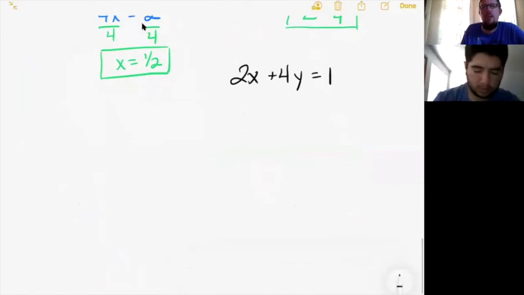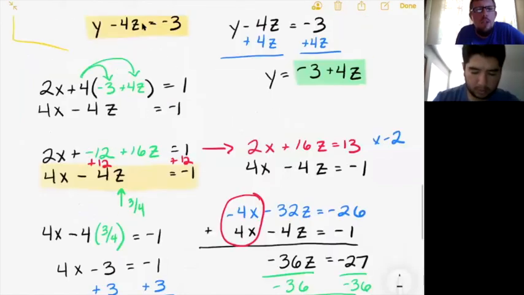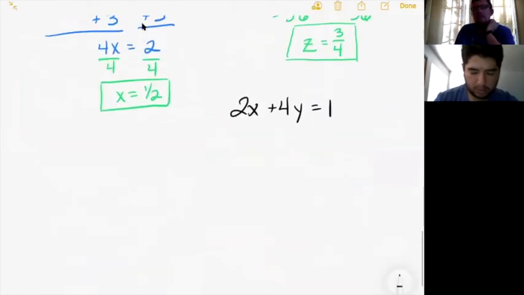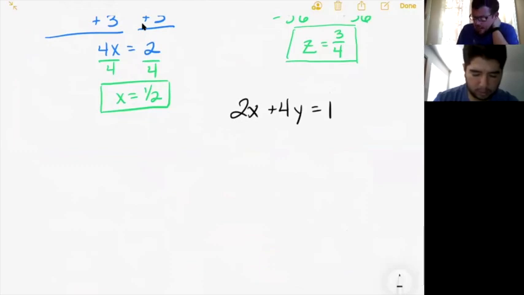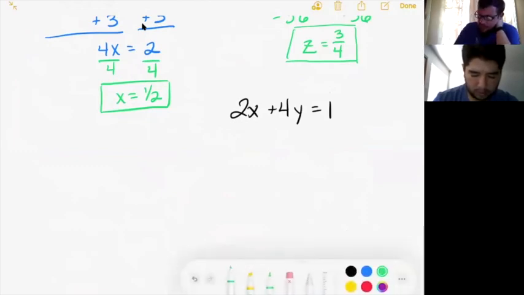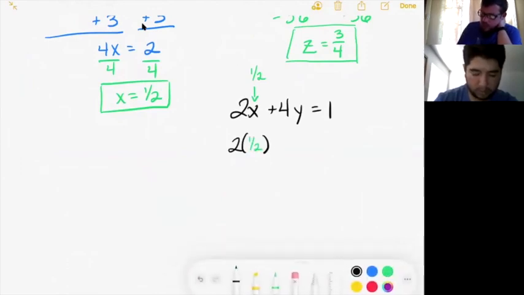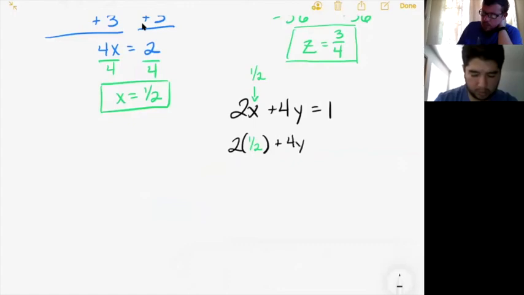2x plus 4y equals 1 was the, let me double check, make sure I copied that right. Yep. 2x plus 4y equals 1. And I know what x is. x is a half. So right here, I'm going to substitute the 1/2 that I just solved x for. Plus 4y equals 1.